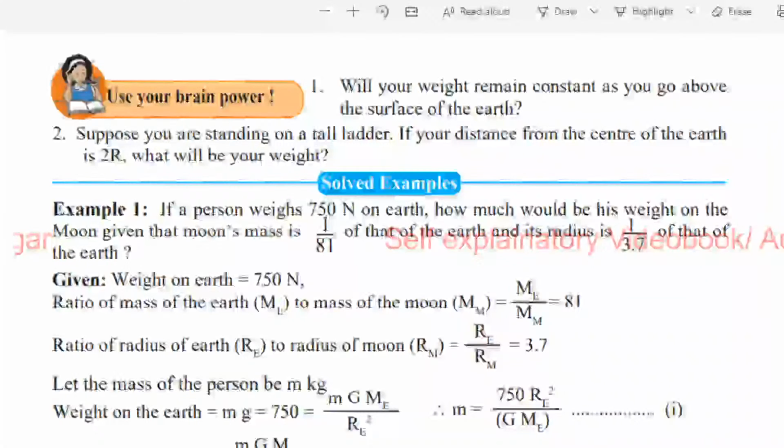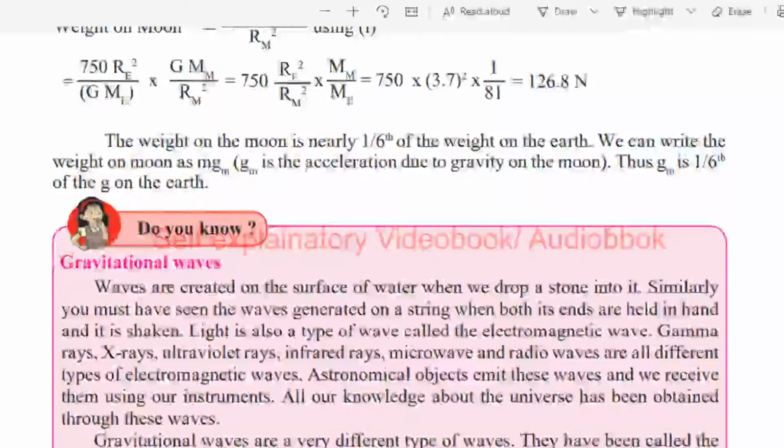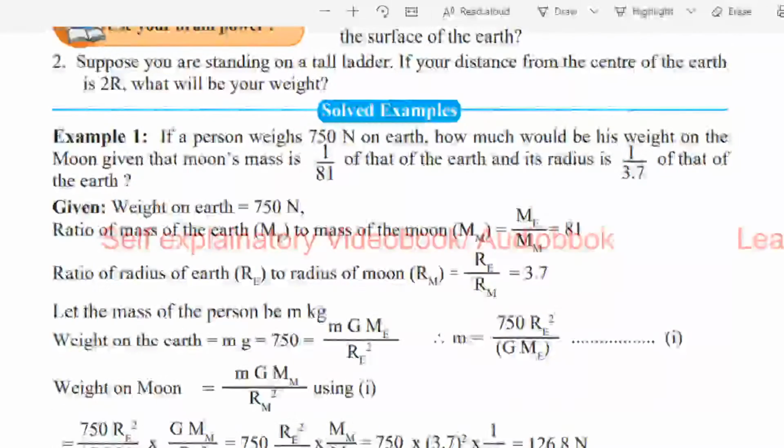Use your brain power. Will your weight remain constant as you go above the surface of the Earth? Second question. Suppose you are standing on a tall ladder. If your distance from the center of the Earth is 2R, what will be your weight? There are some examples you can see in your soft or hard copy book.